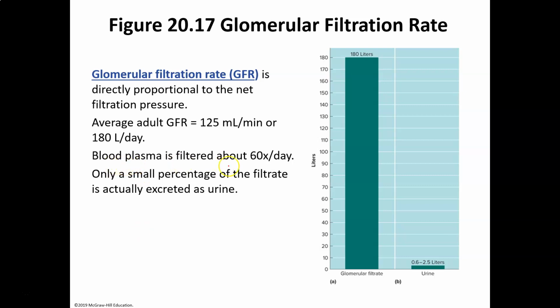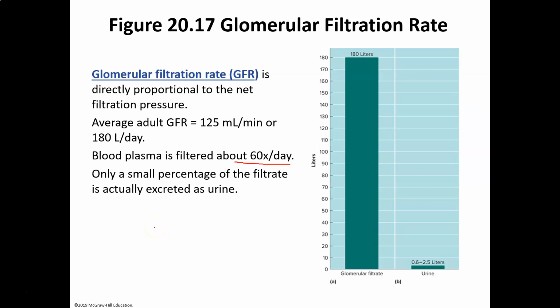Now here's the factoid that I'm most interested in. I think I mentioned this last time. 60 times a day you are filtering all of the fluid of your blood. That's pretty amazing, and then only a small percentage makes it into the urine. 1 to 2 liters is typical.